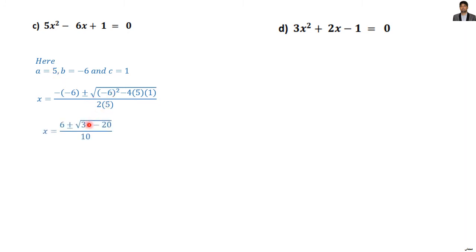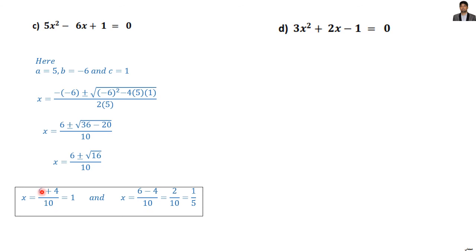Minus 6 squared is 36. 36 minus 20. 2 times 5 is 10. Root 16. 6 plus minus root 16 over 10. So you have to solve it two times. First time with plus and second time with minus. 6 plus 4 over 10. 6 plus 4 is 10. 10 divided by 10 equals 1.